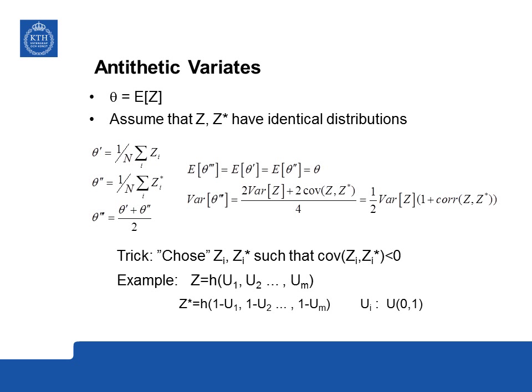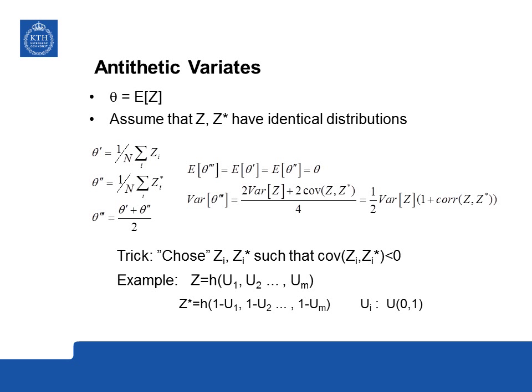And it's, on the other hand, not so obvious to show that z and z star are negatively correlated, but there are some requirements on h. For instance, if h is a monotonously increasing function, as described in Ross in chapter 9, you can show that the correlation between z and z star actually is negative.